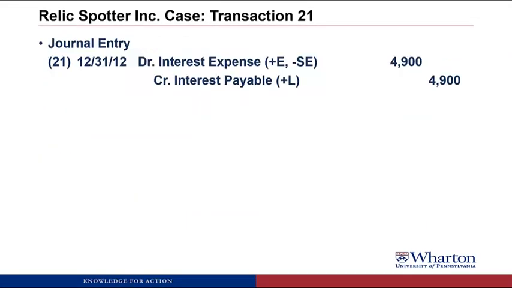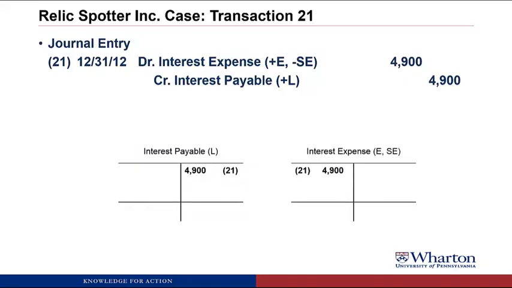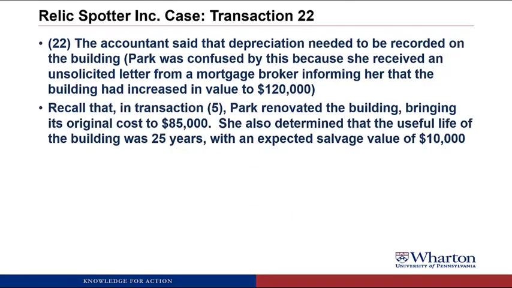Then we need to post this to T accounts, so we create an interest payable liability. This will go on the balance sheet to show that we have this obligation to pay interest in the future at the end of the year. And we create an interest expense to recognize that one of the costs of doing business this period was that we've incurred interest costs. Transaction 22.